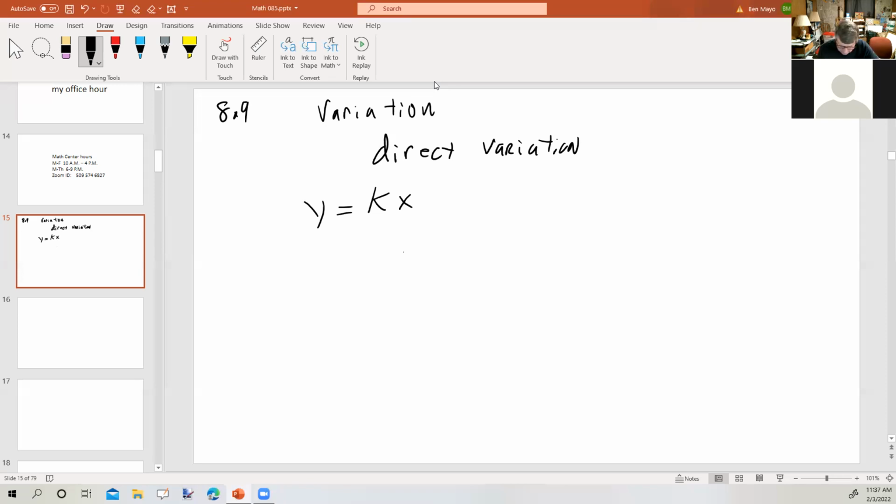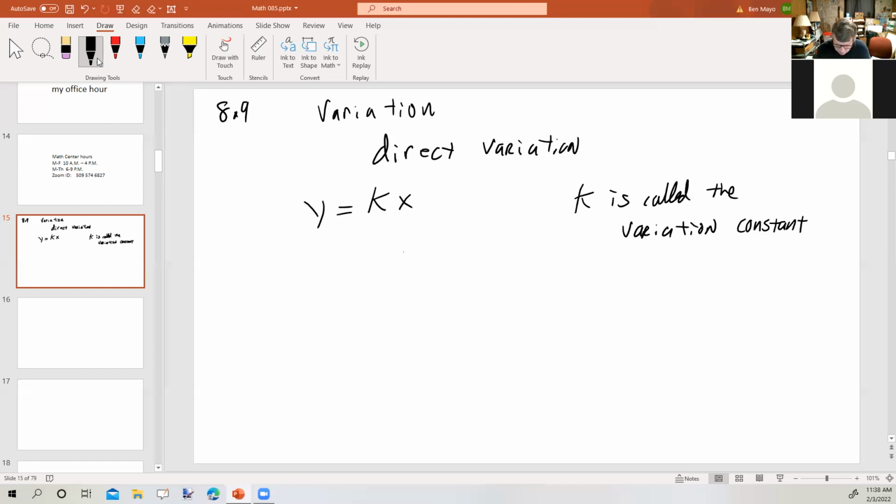and k is called the variation constant. Helps if I can spell. It's also referred to as the constant of variation, and sometimes even the constant of proportionality. I choose variation constant because it's the shortest. But it is not a variable, but we have to determine what it is.